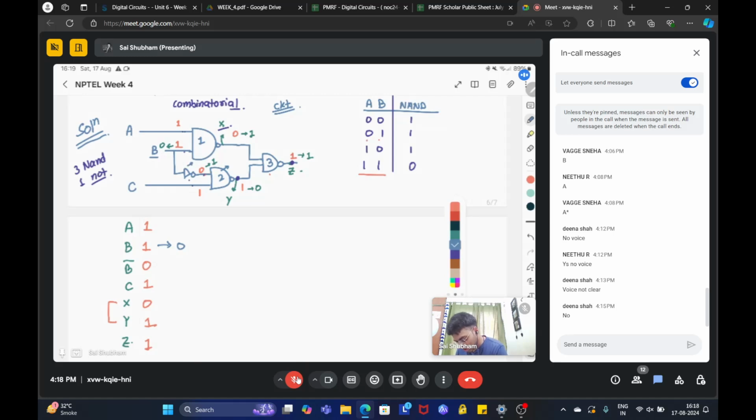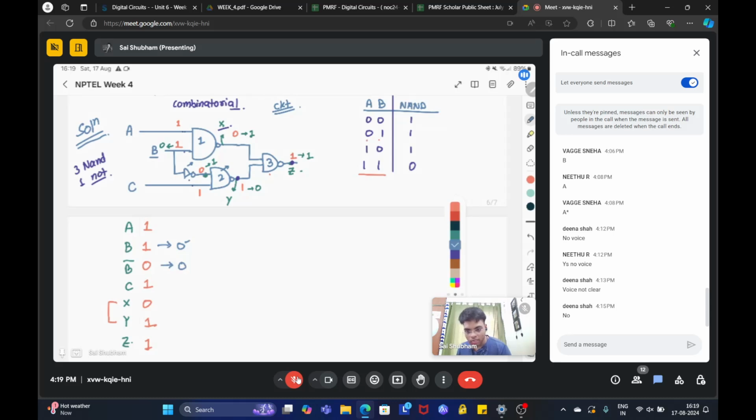The inverter will always have some delay. So it will take time for this node to go to 1. Initially it is 0 because B was 1, and when B went from 1 to 0, this will go from 0 to 1, but it will take some time. So suppose, before that happens, B is 0 and at the same time B bar will also be 0. Is this point clear?